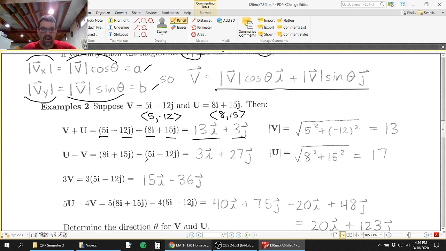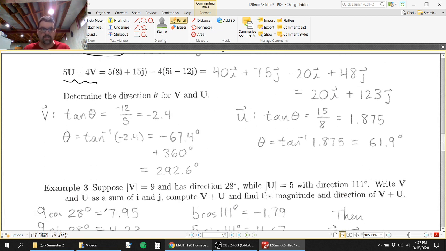All right, subtract, you just do basic algebra here. Distribute a 3 when you multiply by 3. Again, magnitudes are just Pythagorean theorem. So there you go. Slightly fancier one here, like this.